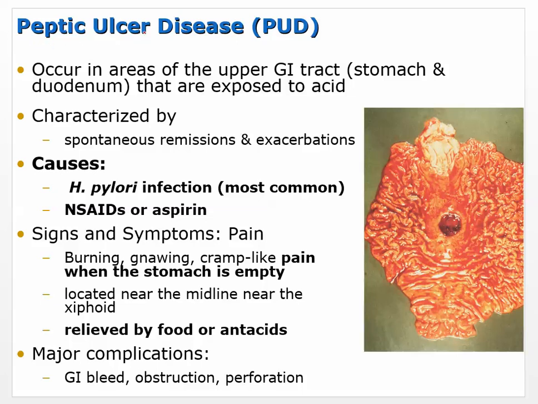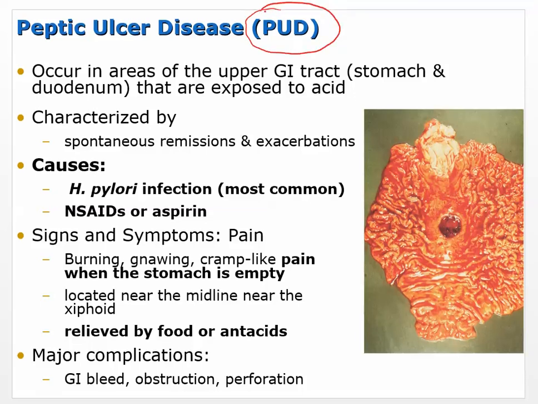So peptic ulcer disease. Now we're talking about when an ulcer has formed. It's called peptic ulcer. It's not specific to the stomach. It occurs in areas of the upper GI tract. So it can happen in the stomach and it can happen in the duodenum. Any of these areas that are exposed to acid, and really I'm talking about stomach acid.